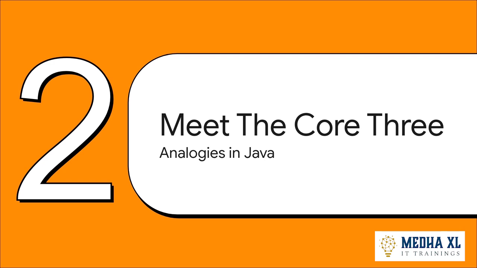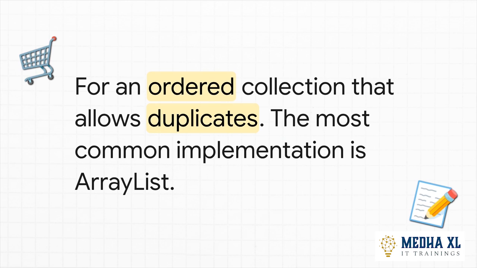This is where it all clicks. That shopping list we talked about? Well, in Java, that's a list. It's an ordered collection, and it has absolutely no problem with you adding duplicate items. And 9 times out of 10, the one you're going to reach for is the ArrayList.